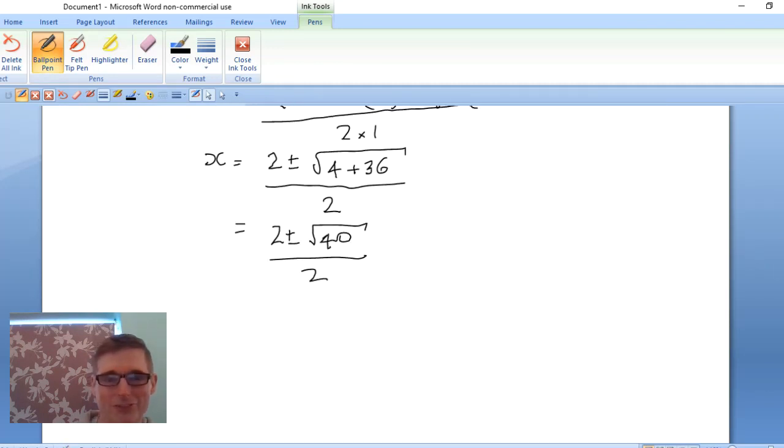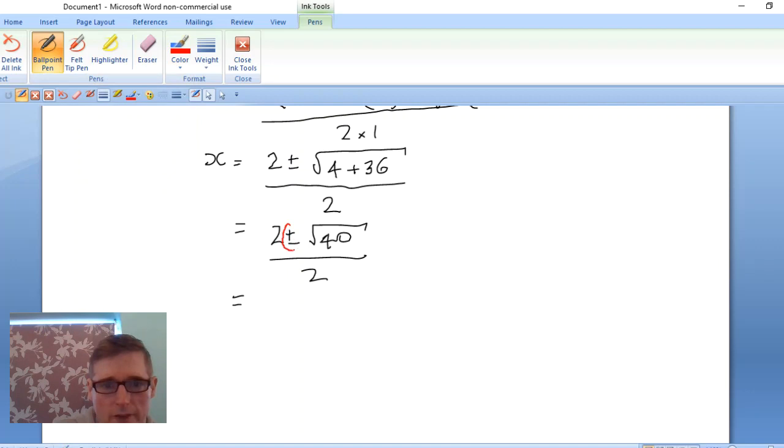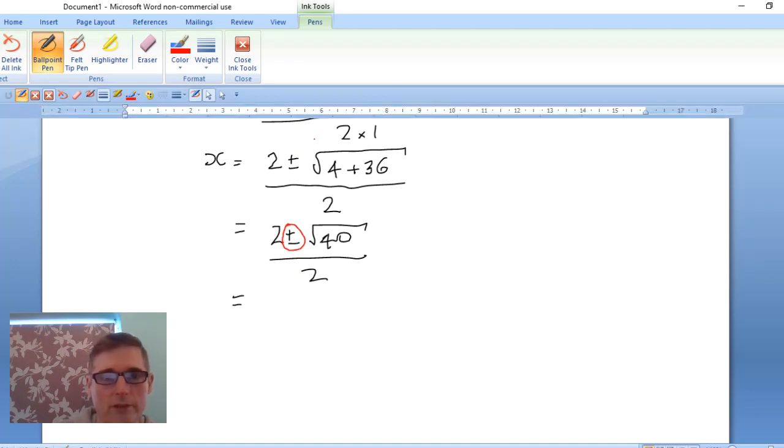And now it's a case of just getting the calculator out. The square root of 40, which I did earlier, is 6.32. So at this point it splits into 2. See the plus or minus, which I'll just change colour to highlight what I'm talking about. The plus or minus here means it actually splits into 2 separate answers.